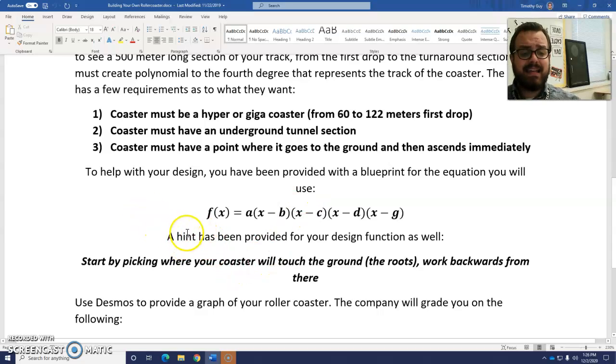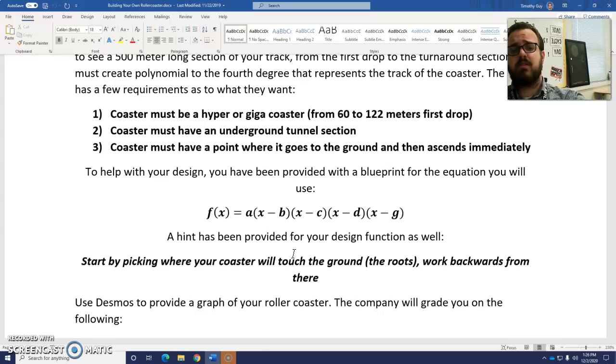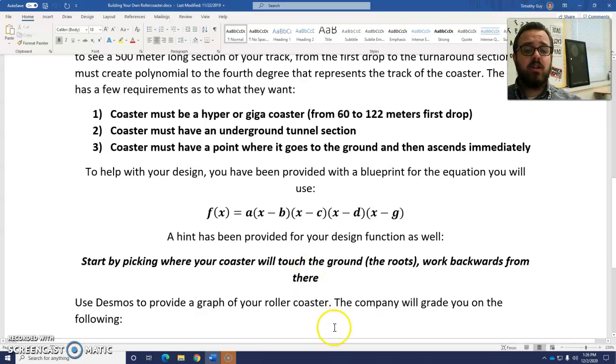Now, I provided a hint to give you an idea of how to get started and what you're trying to do. My hint was that you want to pick these B, C, D, G values, these root values, first and then try to work backwards from there, okay? So basically, try to set up like, okay, I want my first drop to be this long. I want to have it go underground here. I want it to bounce here. I want to do this and this. And then after you have those things set up, figure out what this A value is going to be, that value out front, so that your first drop is how you want it to be, okay?